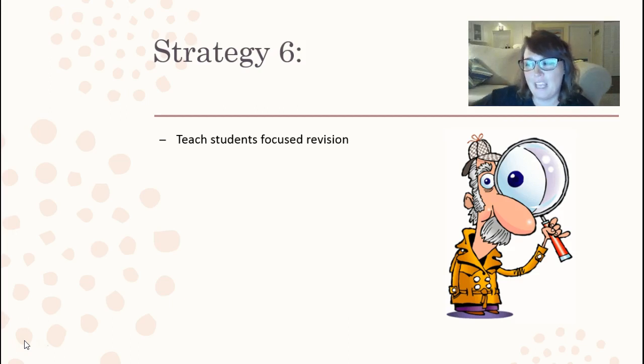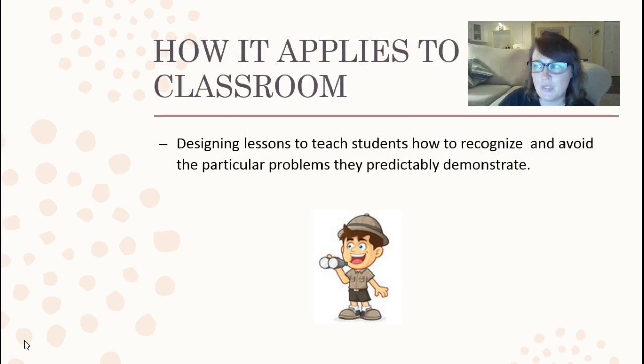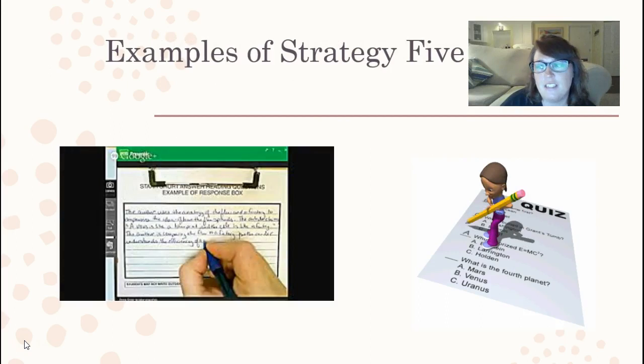And how does that apply to the classroom? Designing lessons to teach students how to recognize and avoid a particular problem they predictably demonstrate. Often teachers can get good information about students' problems by paying attention to their wrong answers and listening to their explanations. Here are some examples of strategy 5 and 6.